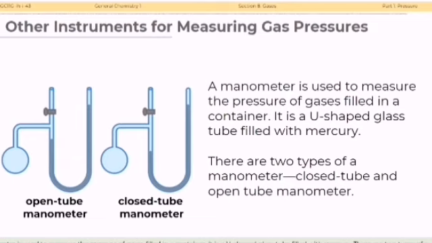A manometer is used to measure the pressure of gases filled in a container. It is a U-shaped glass tube filled with mercury. There are 2 types of manometer: the closed tube and the open tube manometer.